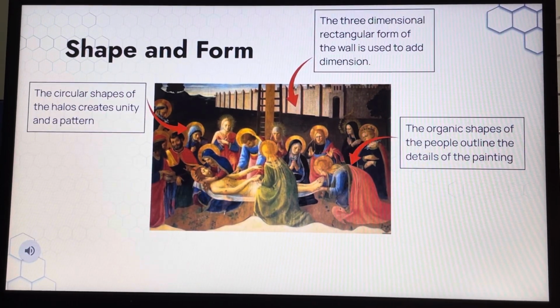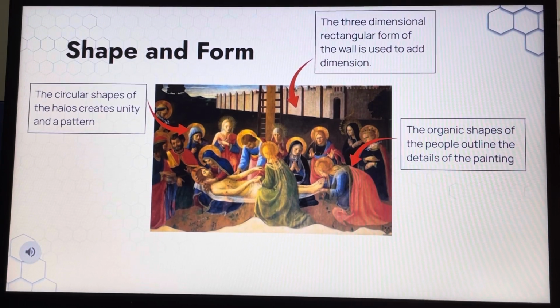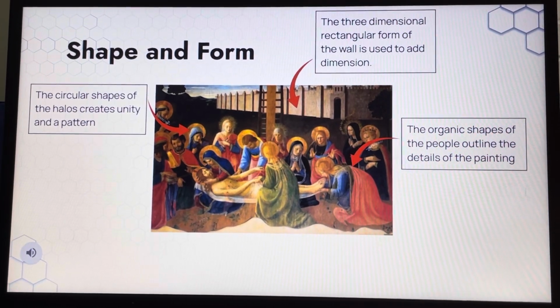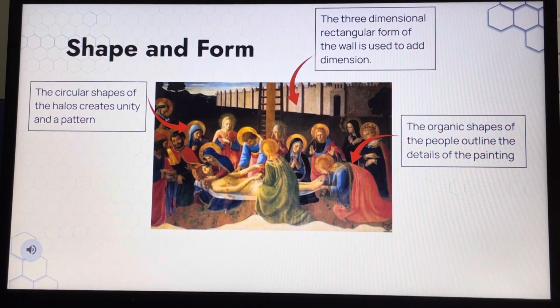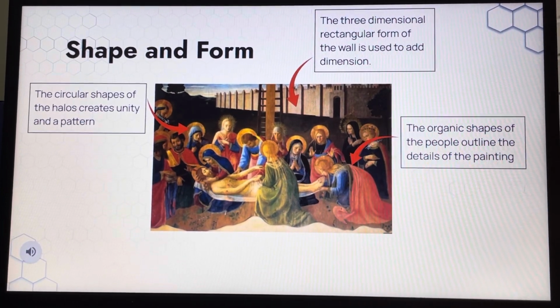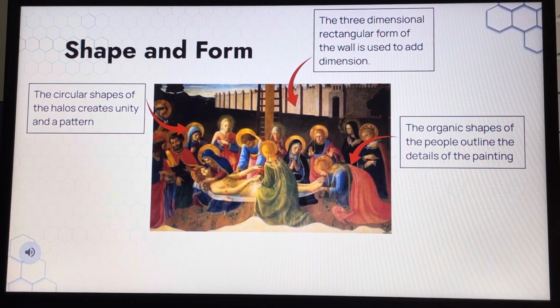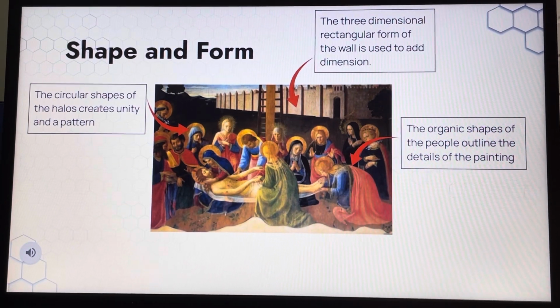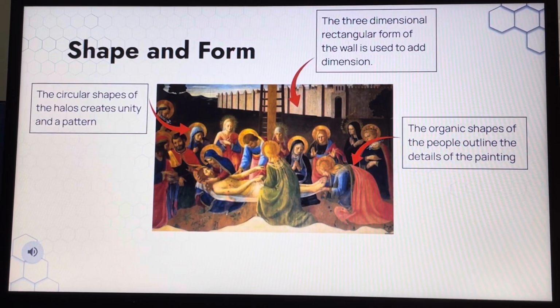The organic shapes of the people in the painting make up the foreground. This also makes up the focus points of the painting and creates outlines of the figures to differentiate them from one another. The circular shapes create unity. This is accomplished through the pattern that repeats across all the figures and ties them together. The three-dimensional form of the wall, as it is a rectangular prism, adds dimension and depth to the painting.